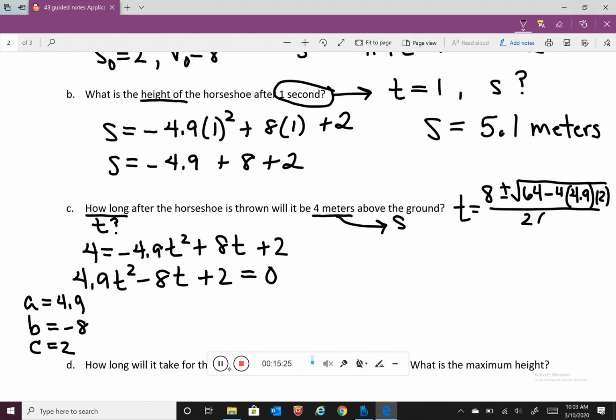And this is all over 2 times a, which is 4.9. So t is equal to 8 plus or minus the square root of 64 minus 4 times 4.9 times 2, which gives us 24.8. Now that is very, very close to 5, isn't it? Because 5 squared is 25. So we're going to actually accept both of these answers. So we're going to accept the plus of this radical and the minus of this radical. And this is divided by 9.8.